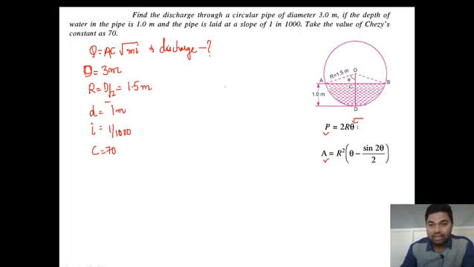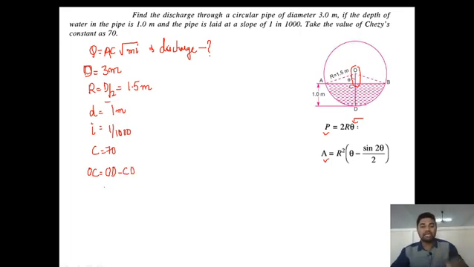So, first let us calculate the value of OC. The length of OC we should calculate. How to calculate the length of OC? OC is nothing but OD minus CD. From the figure you can see OC is nothing but OD minus CD. So, OC is equal to OD. What is OD? OD is our radius, as you can see.